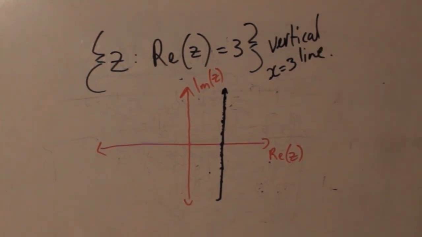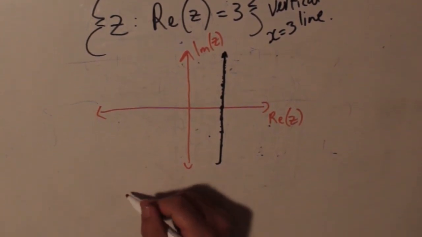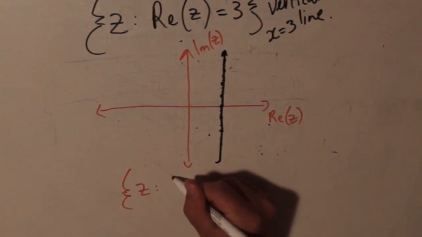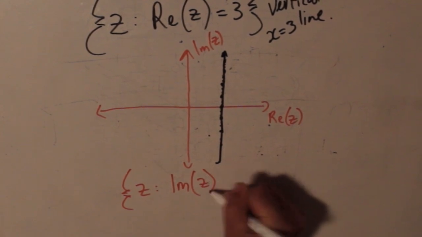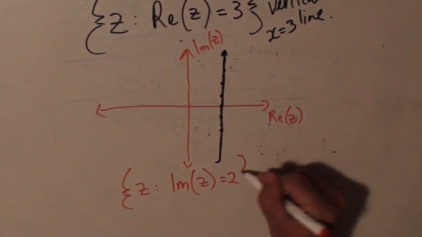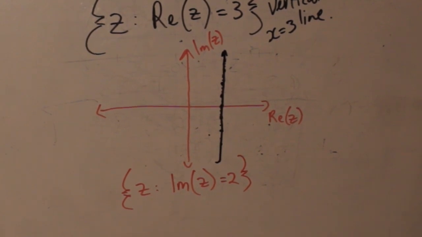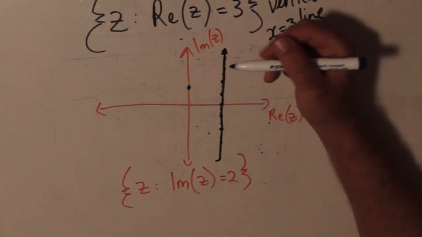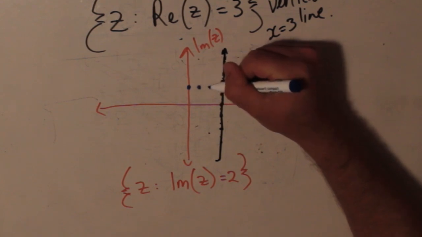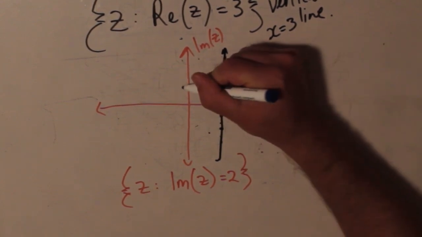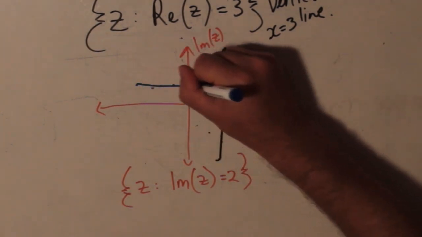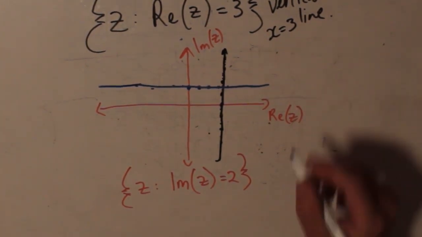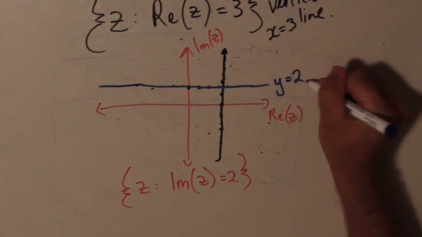Okay, let's look at another set. Let's say we've got a second set, Z such that the imaginary part of Z is equal to 2. Let's start plotting a few of these numbers Z where the imaginary part is equal to 2. We could have 0 plus 2i, 1 plus 2i, 2 plus 2i, 3 plus 2i, all these numbers. You can see where this is going. Any number along this line is part of this set. So we've got a vertical line, which has a Cartesian equation of y equals 2.